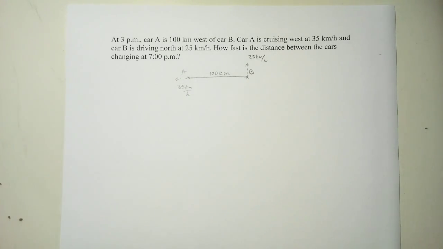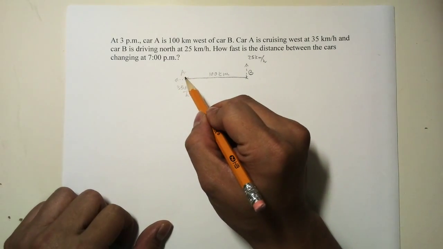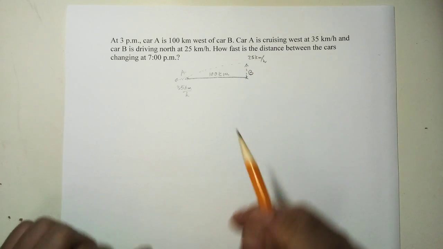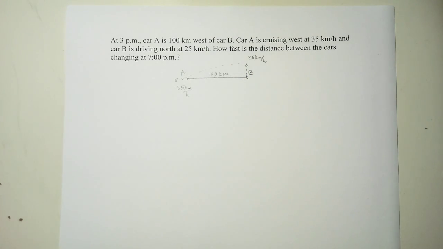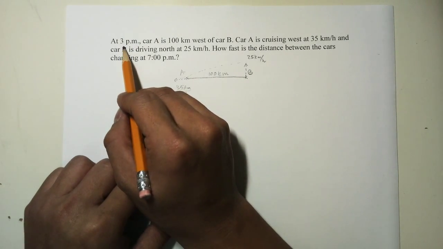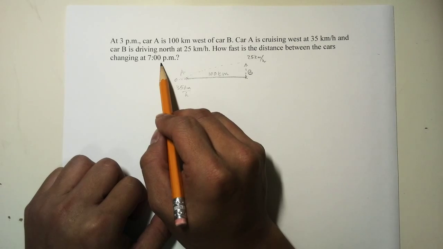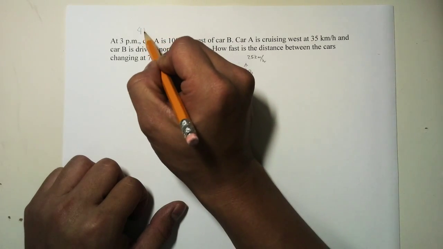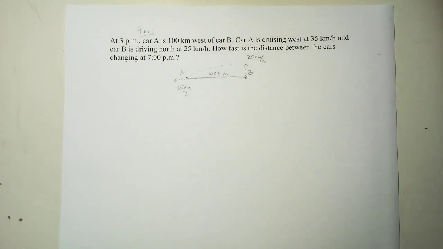Okay, and then we ask, well, at some point in time they are going to have a distance between them, and we are asked how fast is the distance between the cars changing at 7 p.m. So it starts at 3 p.m., it ends at 7 p.m., so we are talking about 4 hours later. Okay, 4 hours of time.